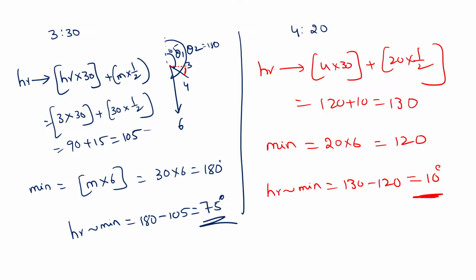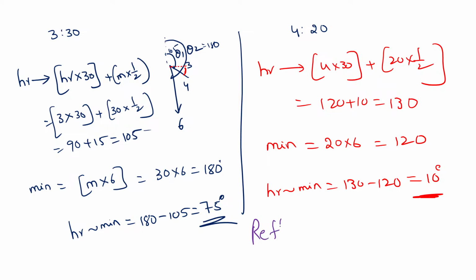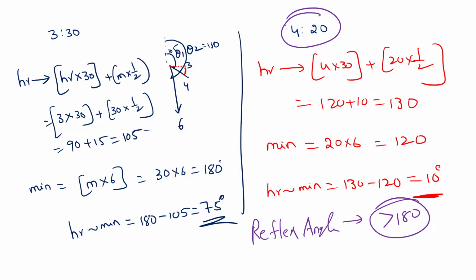But sometimes what happens is, in some problems he will ask you to find out reflex angle. Reflex angle by definition means it has to be more than 180. For example, he is asking you to find out reflex angle when the time is 4:20, but what we got here, 10 only. So in the clock you are gonna see 10 degrees here, but reflex angle means more than 180. So that means he is asking you to find out this angle but not between them. So whenever he is asking reflex angle, if your answer is already more than 180, no need to do anything, keep the answer as it is.